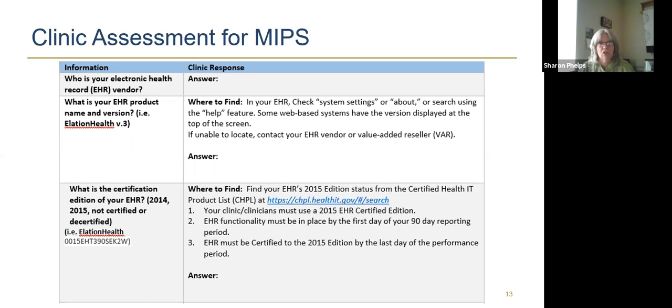So the first questions here are, who is your electronic health record vendor, and what product are you using from them? What specific version of EHR are you using? And there's some helpful hints on where you might find that in your system. And then the last thing is, where do you get that chapel number? And we've included in this assessment the link to where you go do that. Next slide, please, Sarah.